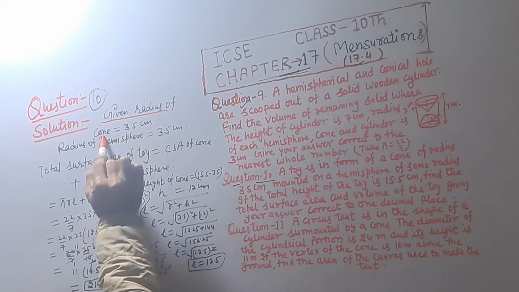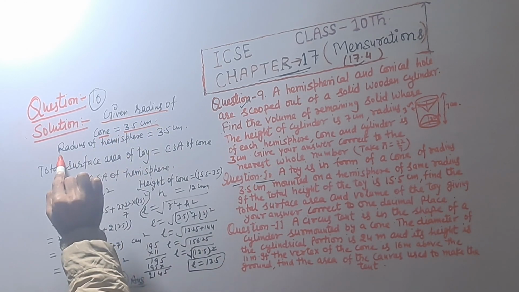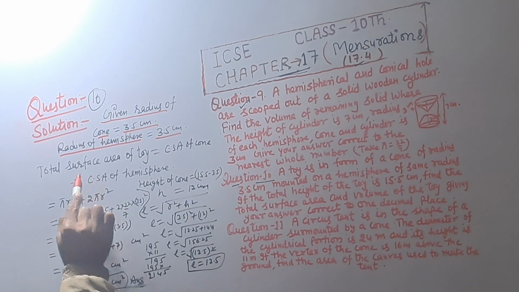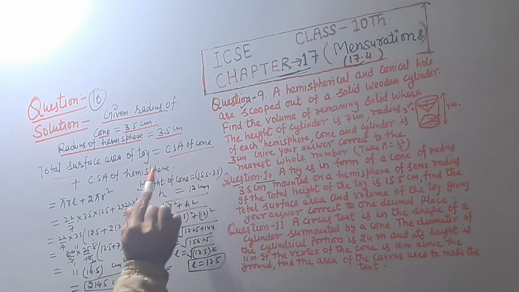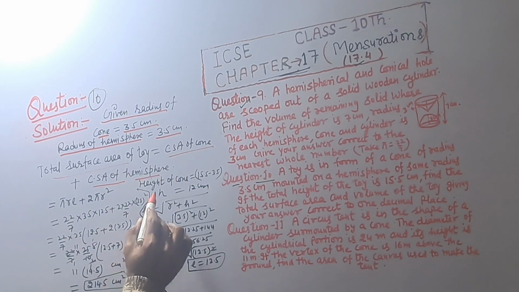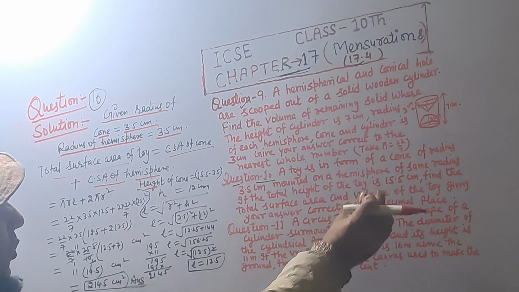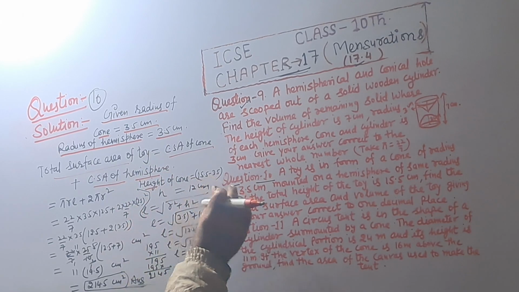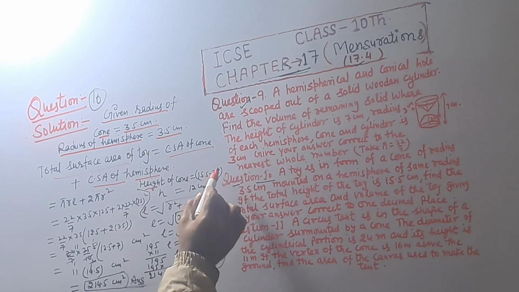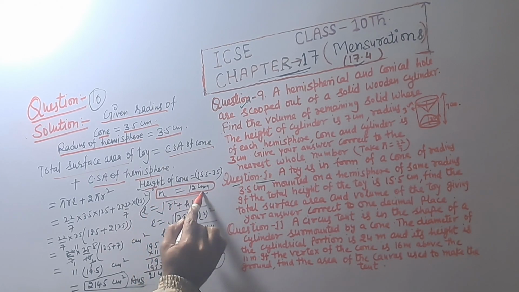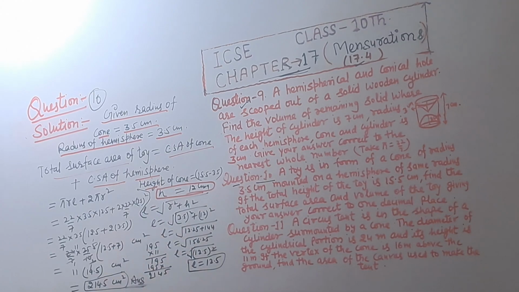Given radius of cone is 3.5 centimeter and radius of hemisphere is 3.5 centimeter. Total surface area of toy is equal to curved surface area of cone plus curved surface area of hemisphere. Height of cone is total height 15.5 minus 3.5, that is equal to 12 centimeter. Height of cone h is equal to 12 centimeter and we find L, that is slant height.